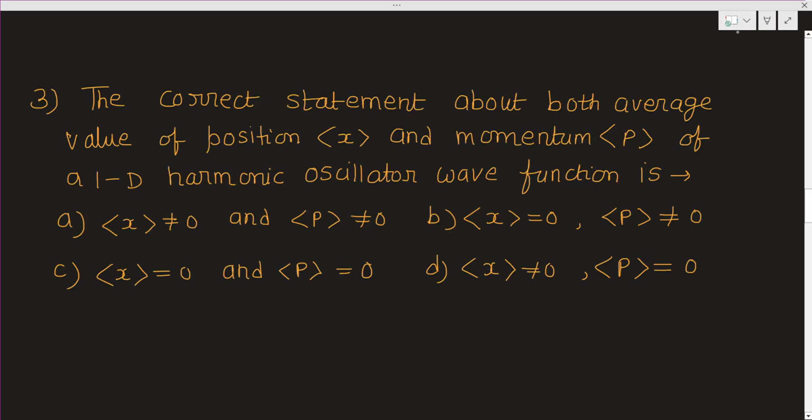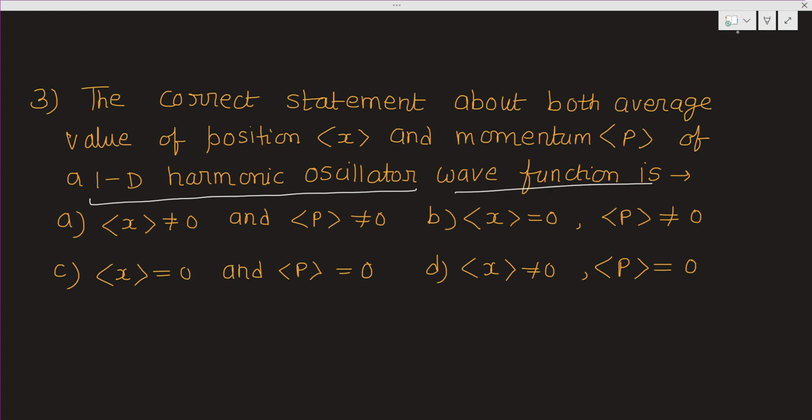See here this question. Here you have been given the correct statement about the average value of position and momentum of a 1D harmonic oscillator. You have been given the 1D SHO wave function. You have to find out the average value of position and momentum. And if you have seen my video lectures, you know that this value is equal to 0. So if you have learned that, you can easily say without doing anything that the average value of x will be 0 and momentum will be 0.